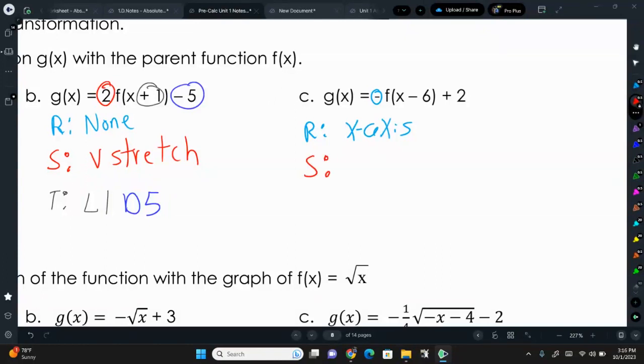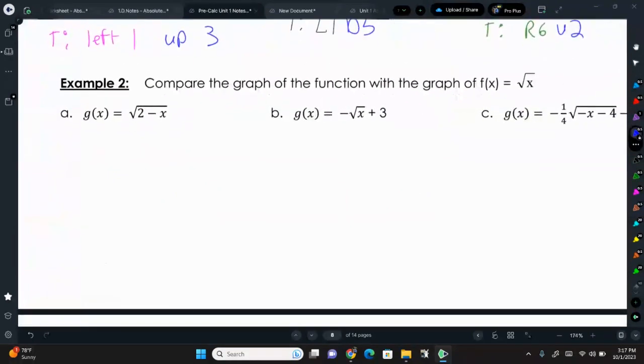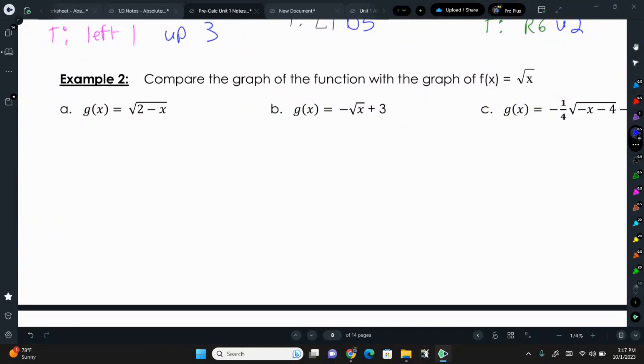There's no number in front, so there's no shrinking or stretching. And then our translation, it is right 6 and up 2. So example 2 is going to say compare the graph of the function with the parent function f of x equals the square root of x.